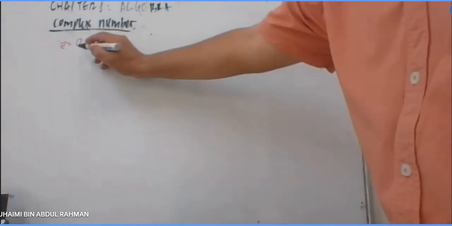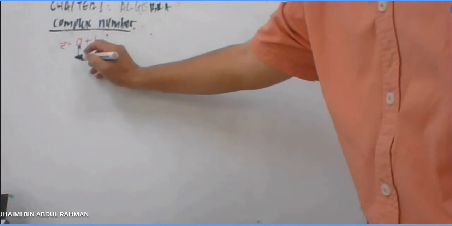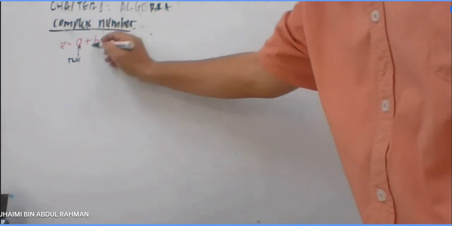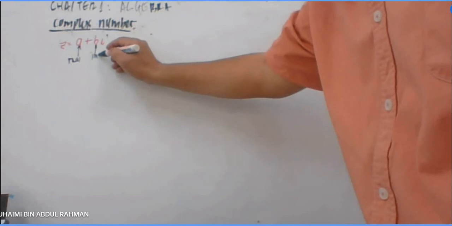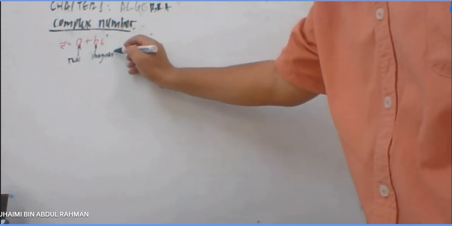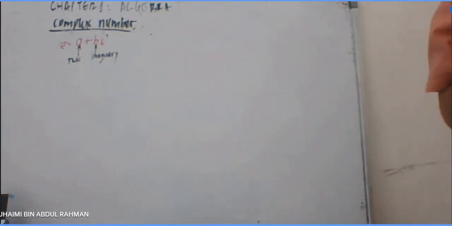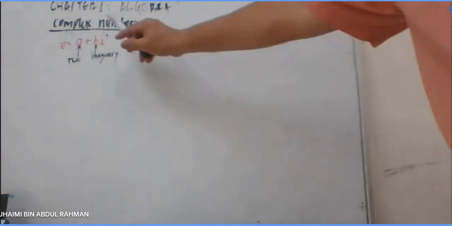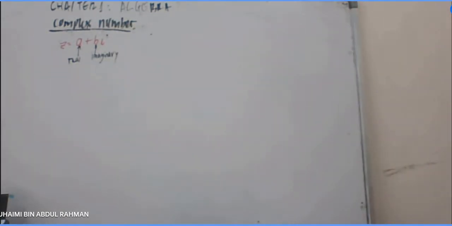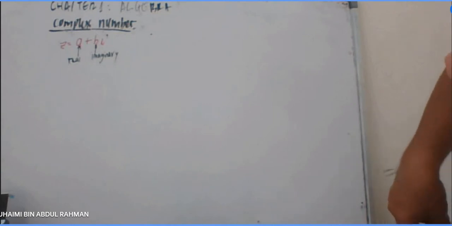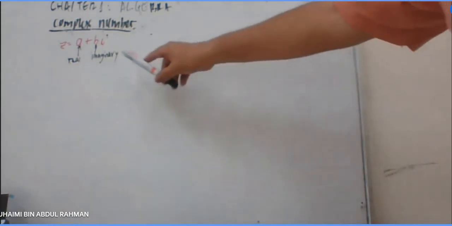And remember that our complex number consists of two parts. This is real part and imaginary part. Real and imaginary. The real part of the complex number is A, and the imaginary part is B. Two complex numbers are equal if their real parts are equal and their imaginary parts are equal. If they are equal, we can say that these two complex numbers are equal.